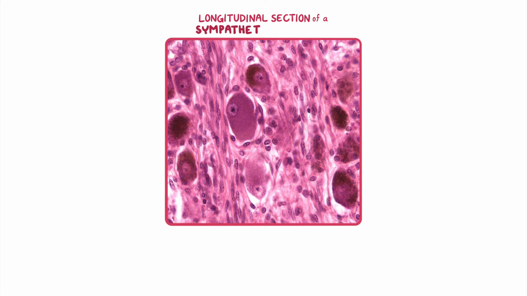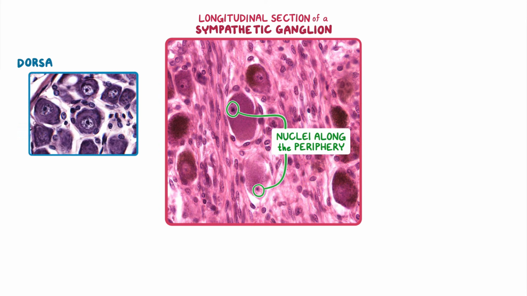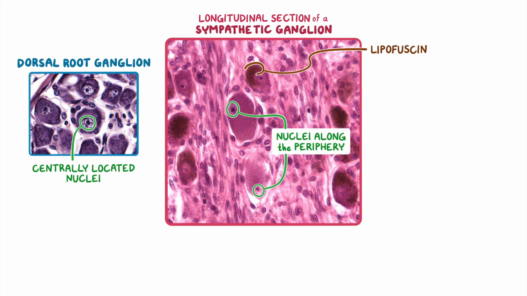Now, if we look at a longitudinal section of a sympathetic ganglion, it'll be easier to identify a few notable differences when compared to the dorsal root ganglia. The nuclei in these neurons are usually found along the periphery of the cell bodies, whereas the neurons in the dorsal root ganglia have centrally located nuclei. We can also see that some of the cells have a granular brown pigment in their cytoplasm, which is the accumulation of lipofuscin. Lipofuscin granules are residues of lysosomal digestion, which normally increases with age.